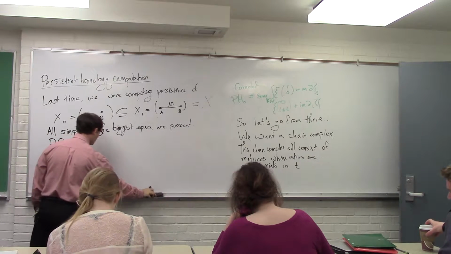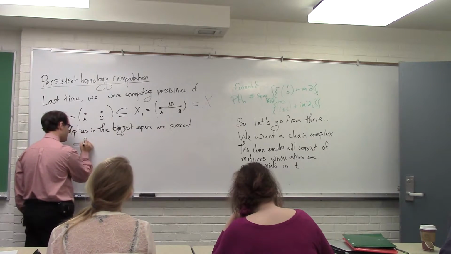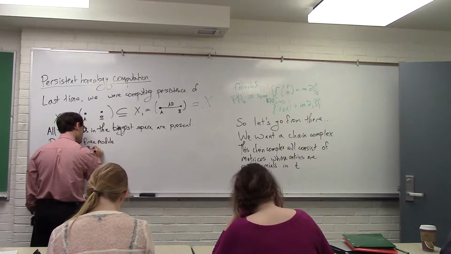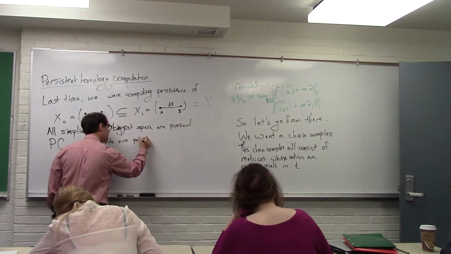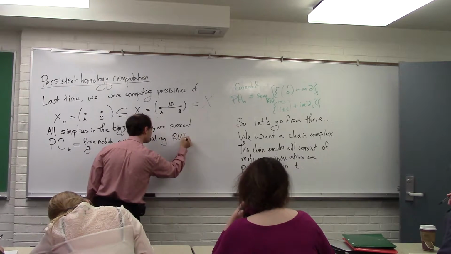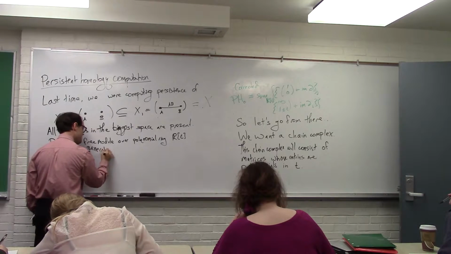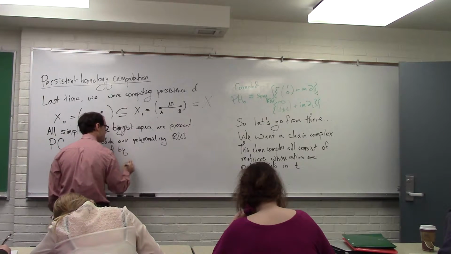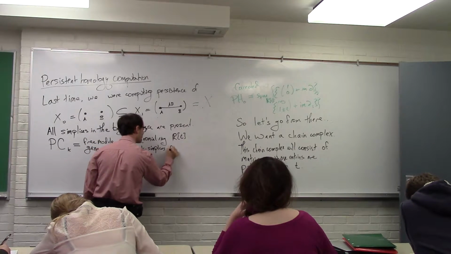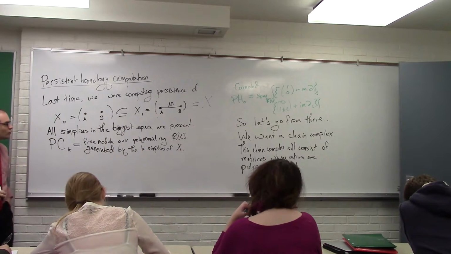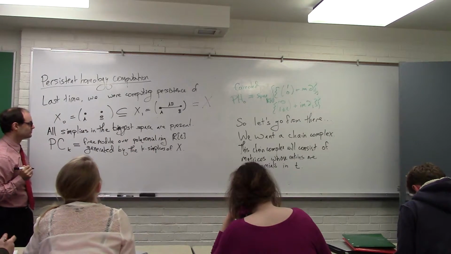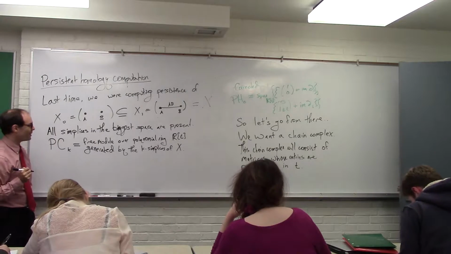In fact, it is something called a free module. I'll write that down and I'll kind of explain what that means. Over the polynomial ring R of T, and it's generated by, or has a basis, if you will, the simplices of X. Polynomial ring, R of T.